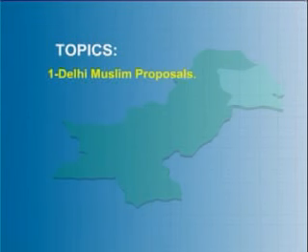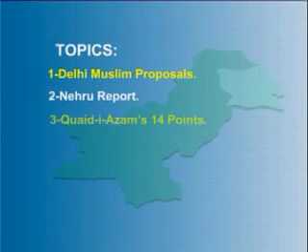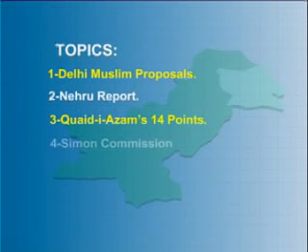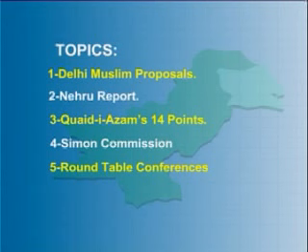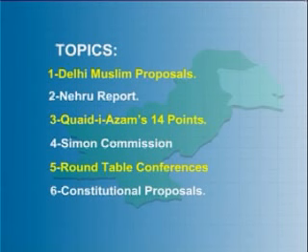Number 1, Delhi Muslim proposals. 2, Nehru report. 3rd, Quaid-e-Azam's 14 points. 4, the Simon Commission. 5, the Roundtable conferences. 6, the constitutional proposals given by the British government.